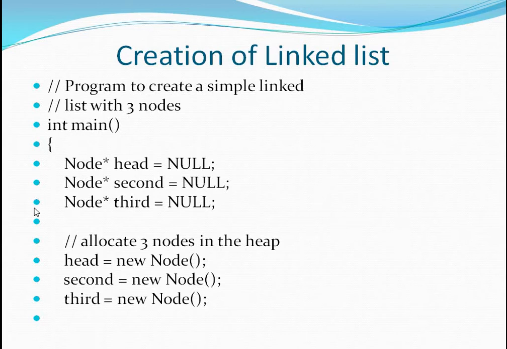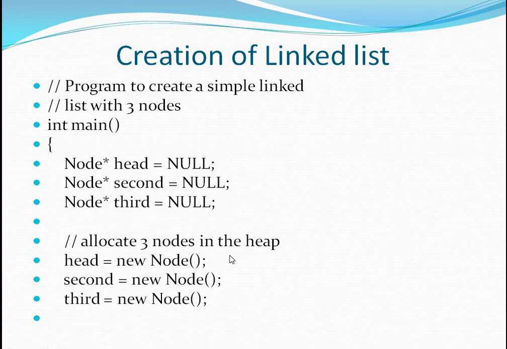As you can see here, I have defined 3 nodes. The first node is called head, the second is called second, and the third is called third. The pointer fields of these 3 nodes are kept as null for now, because we are creating separate nodes. So the first node head pointer is null, second is null, third is null.